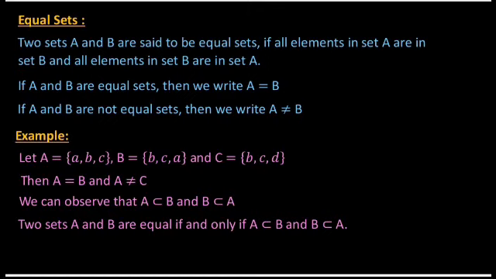So we can observe that A is a subset of B and B is a subset of A, meaning all the elements in A are present in B and all the elements in B are present in A. Then the two sets A and B are equal if and only if A is a subset of B and B is a subset of A.